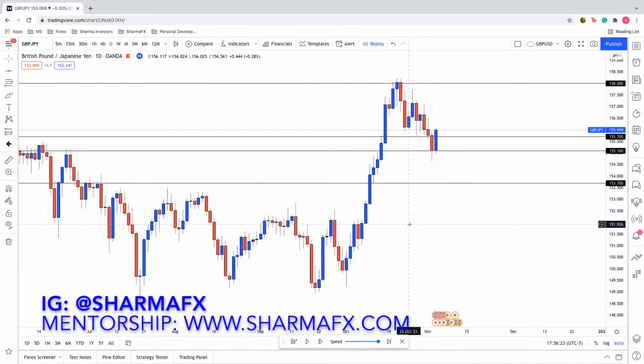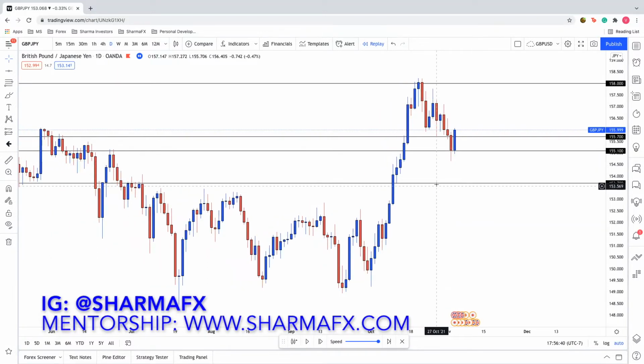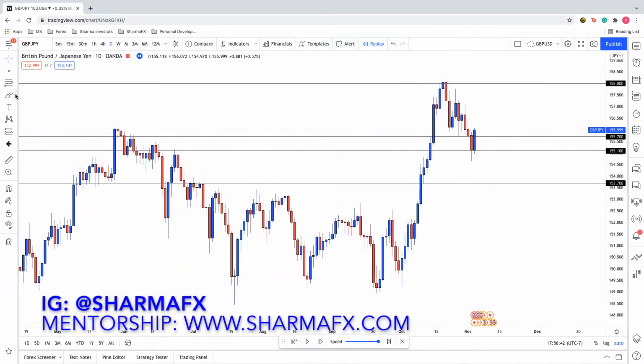But the first priority here, when the new daily candle forms, is looking for a sell opportunity if 155 700 is broken, looking for a sell opportunity coming down to 155 100. And if that's broken, then waiting for that daily wick fill. And then if that's broken, you continue further down. The reason we're looking at that daily wick fill is because of this area right here.